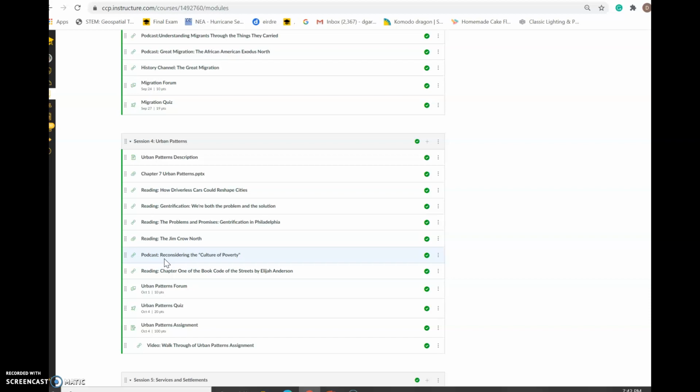Redlining is a major issue, and there's a fantastic book called The Color of Law that everyone should get their hands on in terms of what redlining is. And I'm going to go through it a little bit in the PowerPoint. Also, the Code of the Streets. Hopefully a lot of you have already read this in a sociology class, but if you haven't, get your hands on the book, The Code of the Streets.